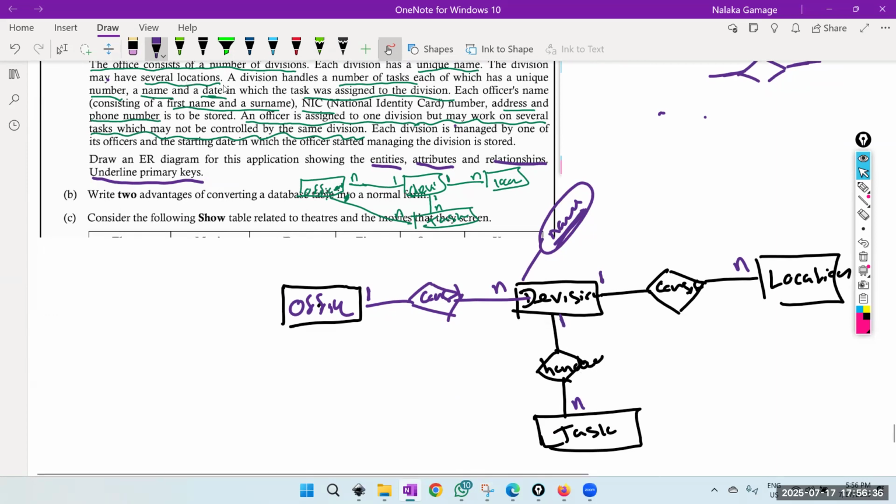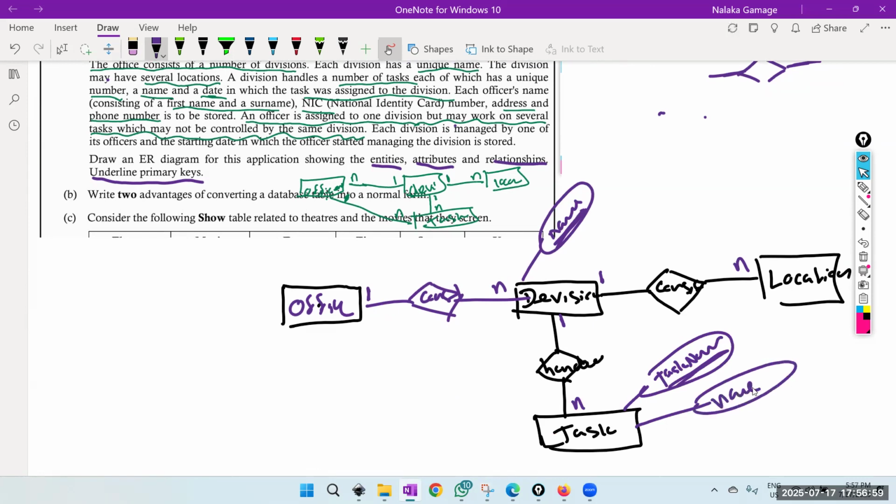Many tasks. A division handles a number of tasks, each of which has a unique number. So let's say task number. That is your identifier for the primary key. A name and date. Name is also there. Date of assignment, in which the task was assigned. I just call it date of assignment. Don't just say date because it doesn't make sense.